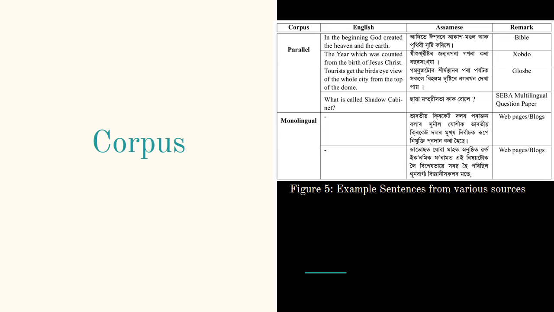Also we have included monolingual sentences like this one. Here we have not removed the punctuation marks, because they are also important in contextual analysis.